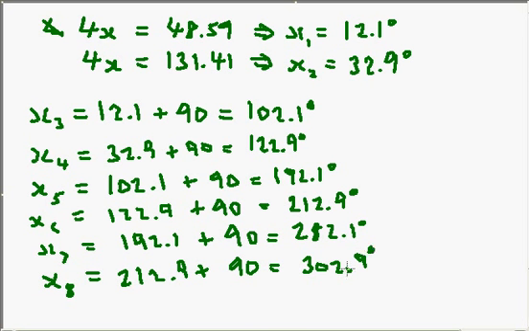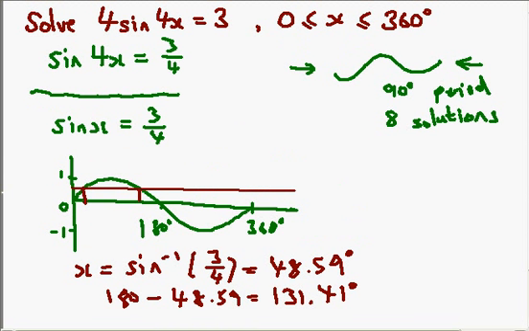So I'm adding on the period of the graph of sine of 4x, which was 90 degrees. It's very important. There are a lot of steps in this, a lot of things to think about, but if you work through and build up a process with other examples, then you should start to be able to see where things are coming from.